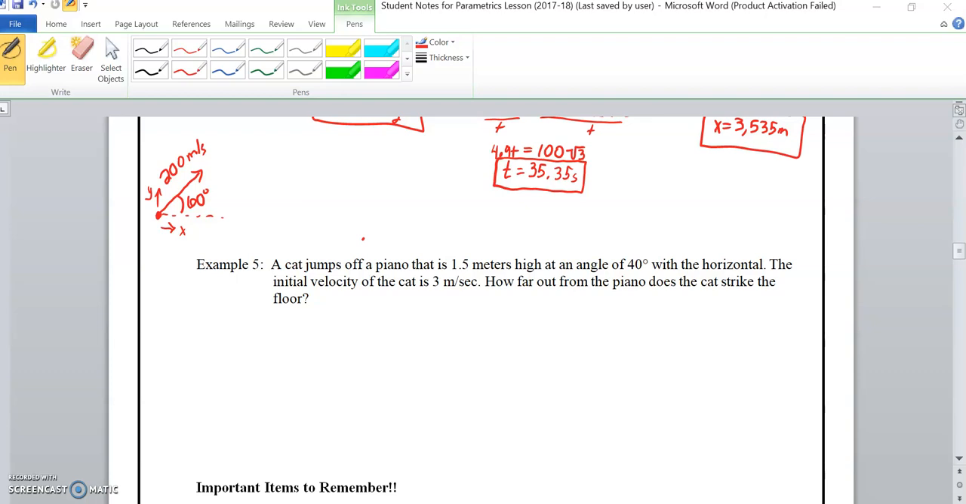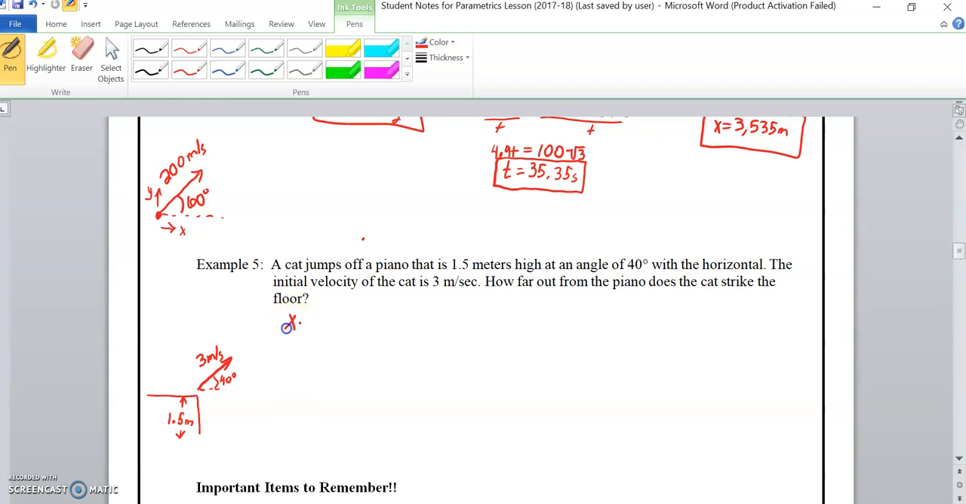Same type of problem where we have an angled velocity. Except this time, the cat is jumping at 40 degrees. So our vector looks like this. The cat jumps from a meter and a half off the ground at 40 degrees, 3 meters per second. Not very fast. How far out from the piano does the cat strike? So this one here, we just need to determine the horizontal position.